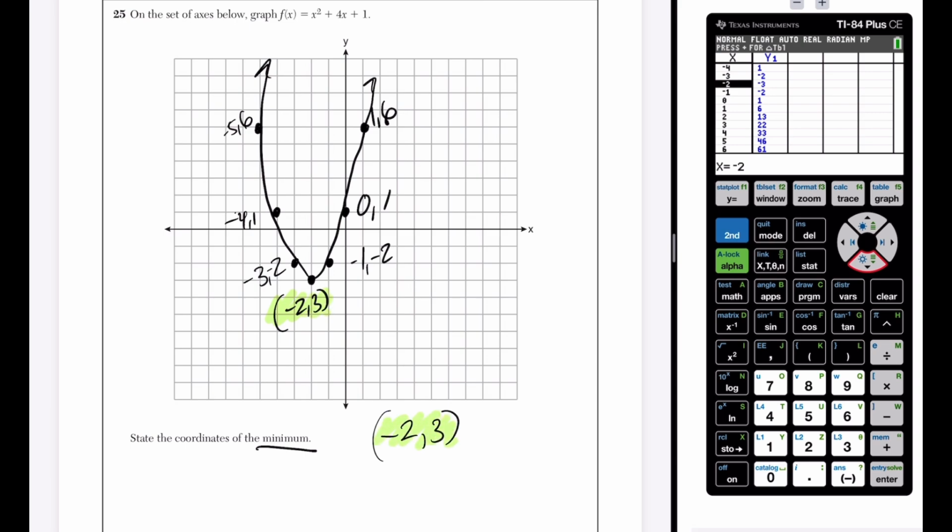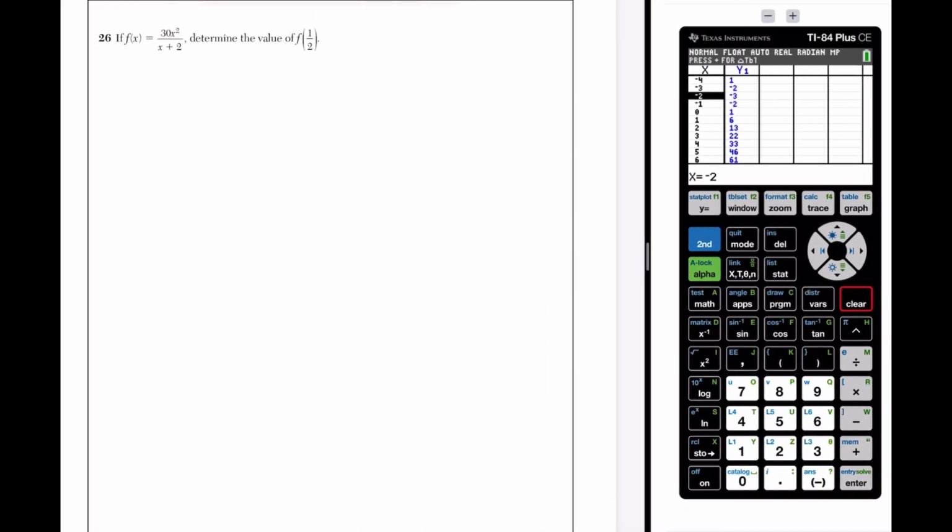All right, hit pause and jot this down into your notes. Here's our next 2-point question. And again, they're not just looking for an answer, they're looking for your work that demonstrates how you got your answer to show understanding. So for this one, your answer, f of 1/2, is equal to 3.